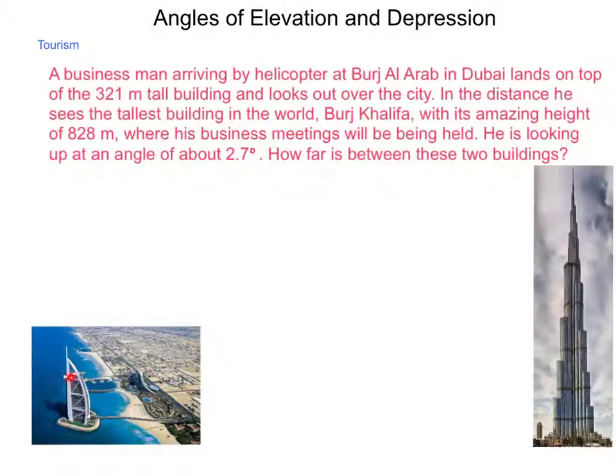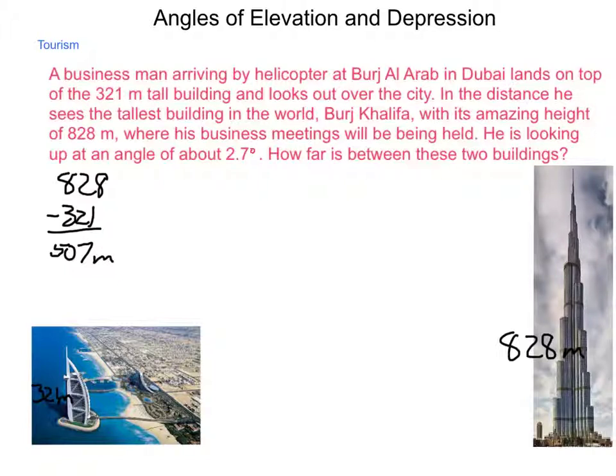Well, we have to do a number of side problems in order to come up with this. If Burj Al Arab is 321 meters and Burj Khalifa is 828 meters, what's the difference in height? That's going to help us build our formula. So we take 828, we subtract the 321, and we come up with a difference of height of 507 meters.